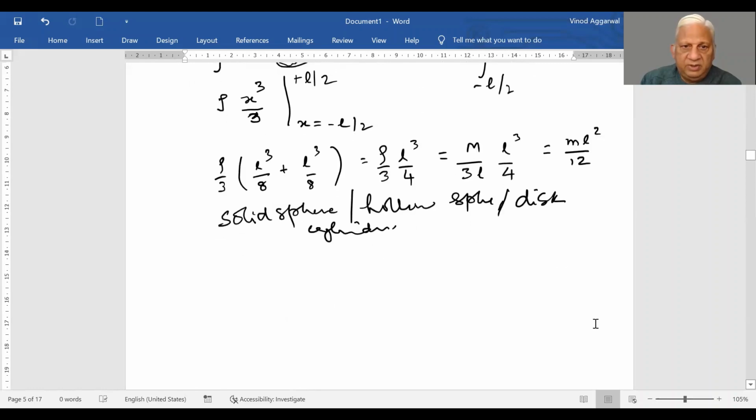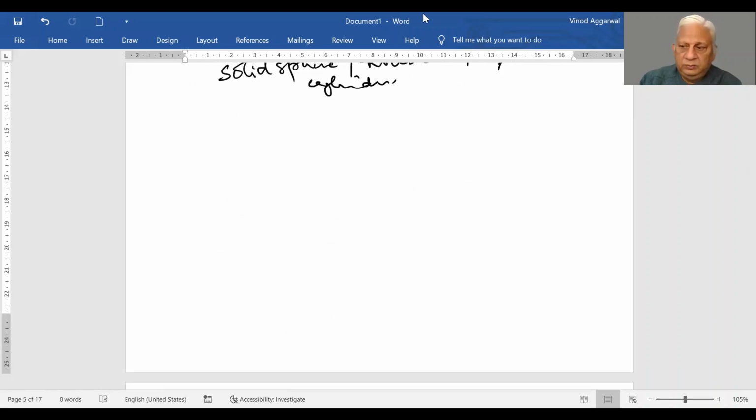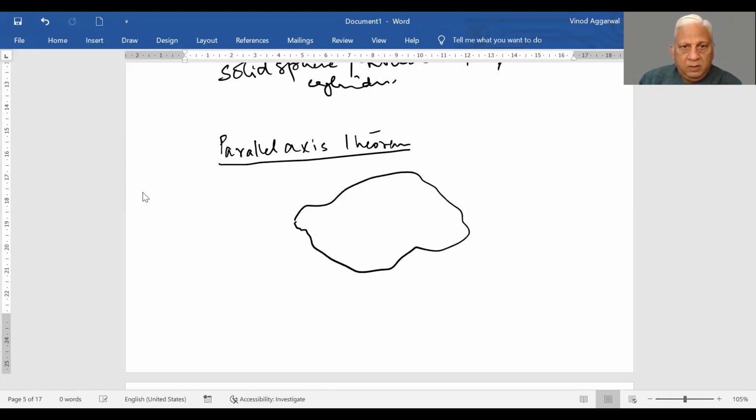Now next we will take some theorems. One theorem is called the parallel axis theorem. What it says is, let us say you have a body and you have found out the moment of inertia about an axis passing through center of mass.